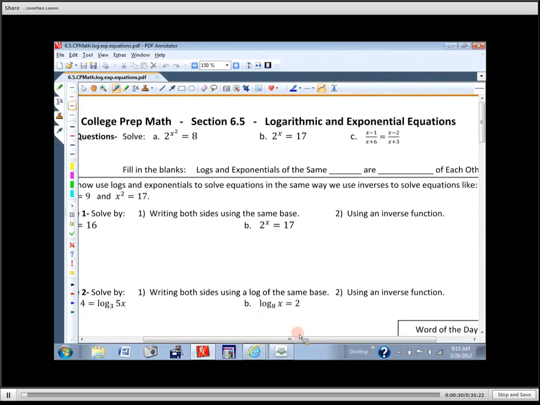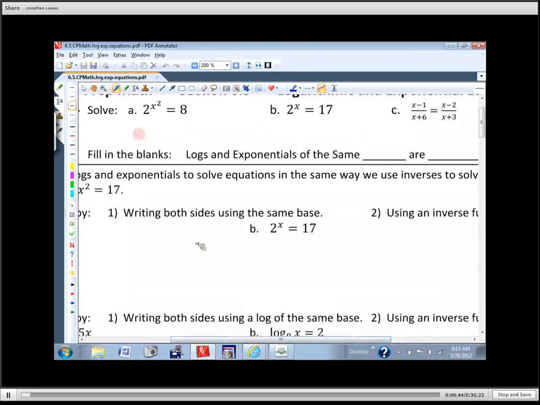using the same base. Now, on the first example, on example A, can you write both sides using the same base? Absolutely, and it's not too hard to do, is it? So we're just going to write 2 to the x squared, and we're going to write this side as 2 to the third. If the bases are the same, then the exponents have to be the same, so that means that x squared has to be the same as 3.